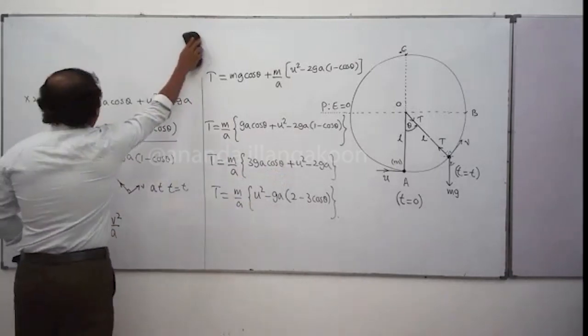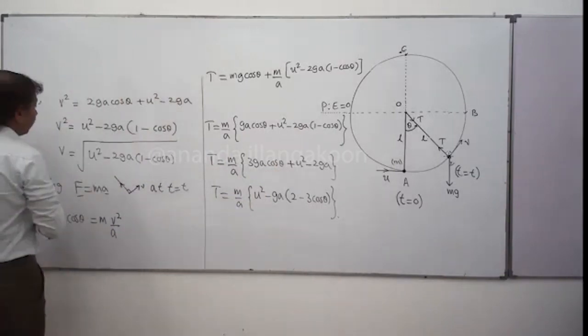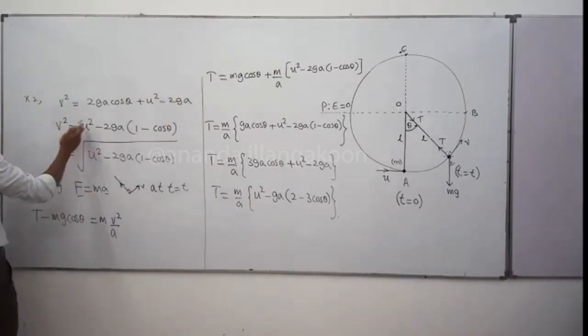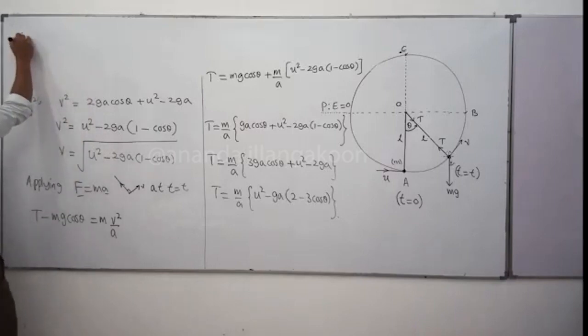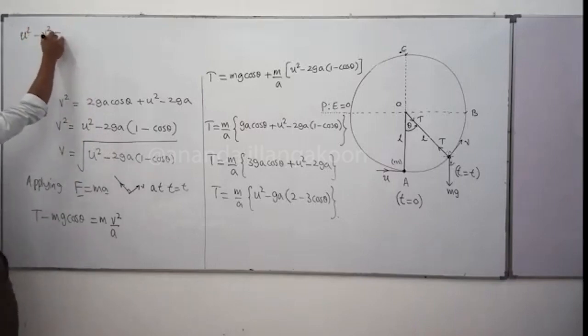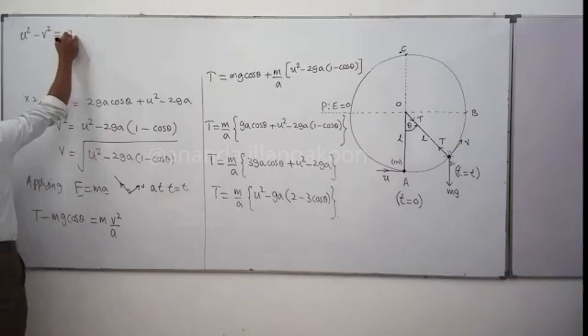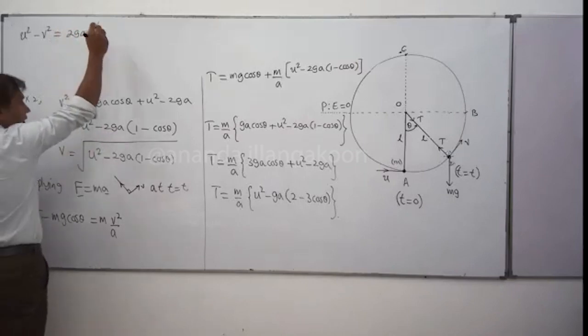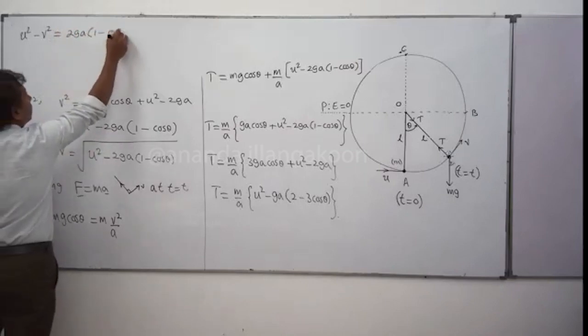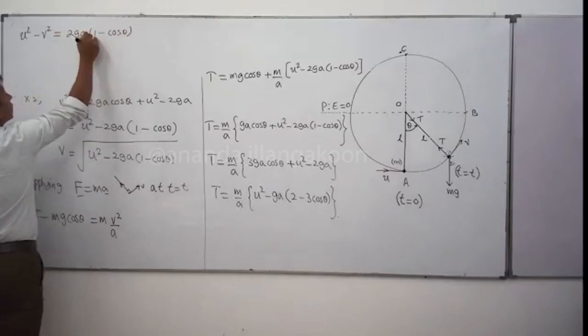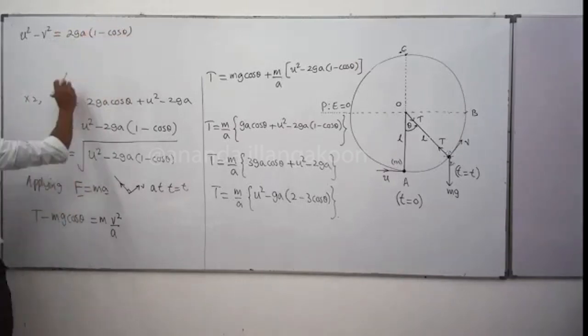Alright. You can take this to this side and v squared to this side, then u squared minus v squared will be equal to 2gl times (1 minus cos theta). That is the answer you can take.